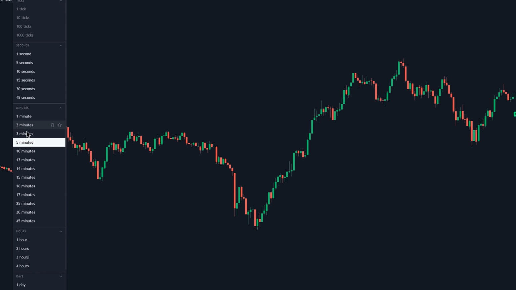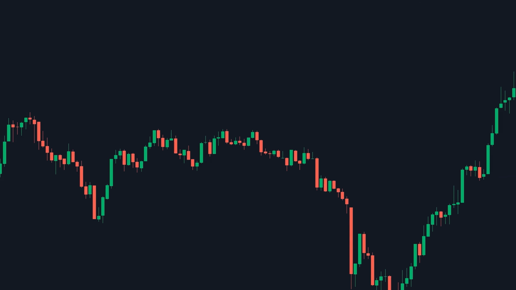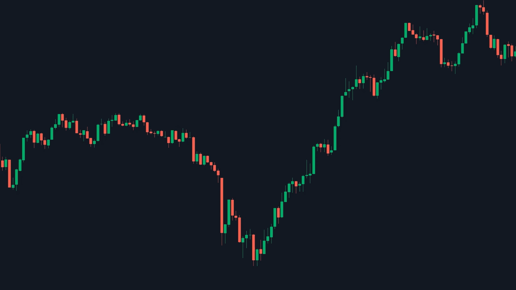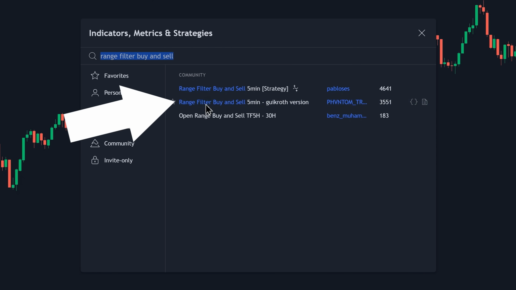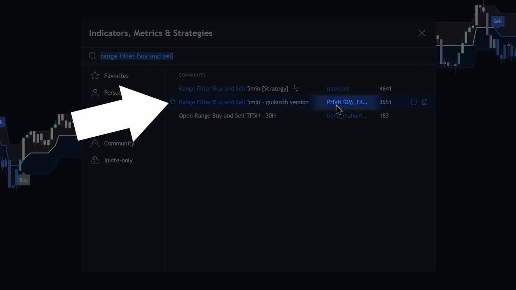For me, I'm going to be using the 5-minute time frame of GBP JPY. And then you want to click on indicators and type in range filter buy and sell. And you want to select this one by this TradingView user.